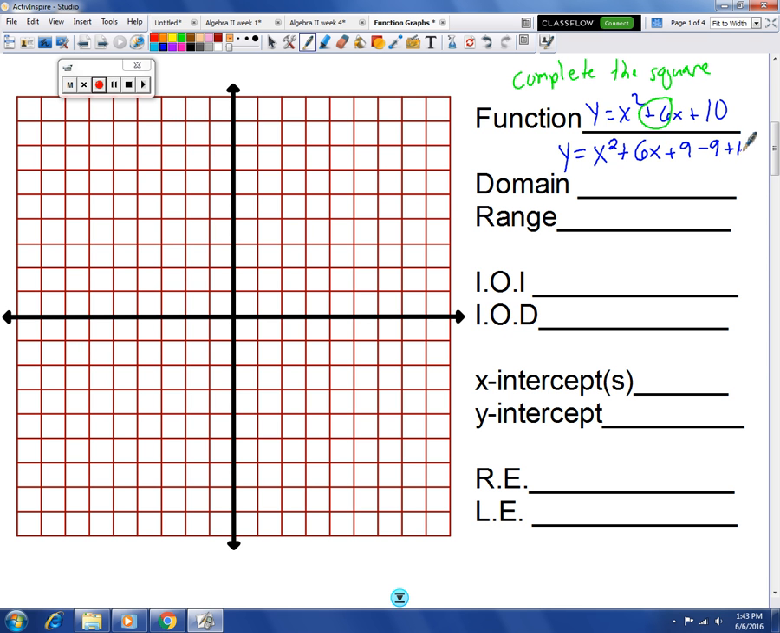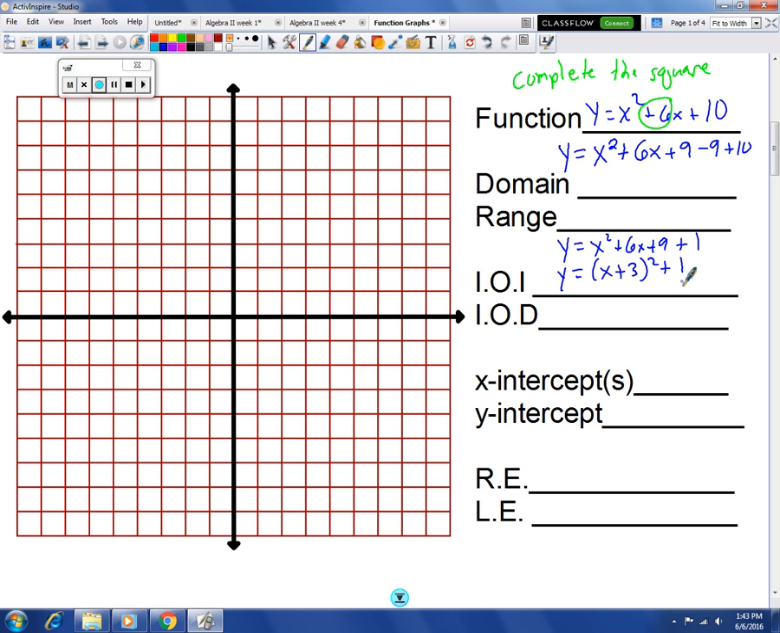Okay, plus 10. It looks strange, but you'll see why now. So now I'd have y equals x squared plus 6x plus 9, and then the last two numbers, -9 plus 10, is a +1. We do that so that x squared plus 6x plus 9 is a perfect square trinomial, which means I can factor it very nicely. (x plus 3) squared plus 1.